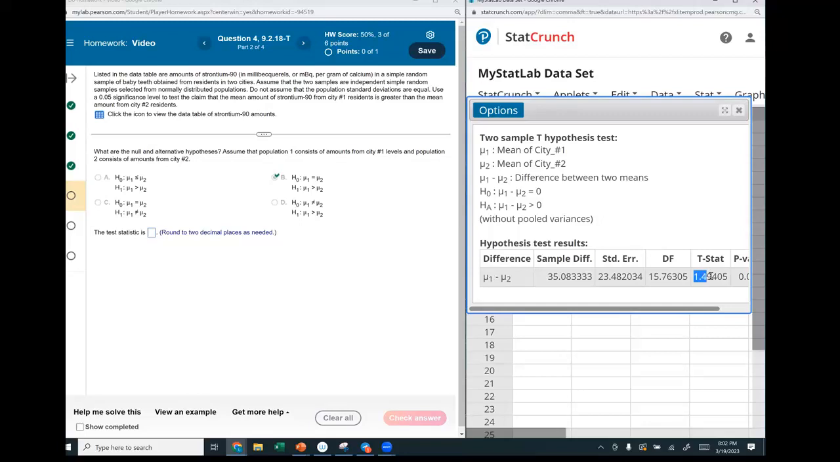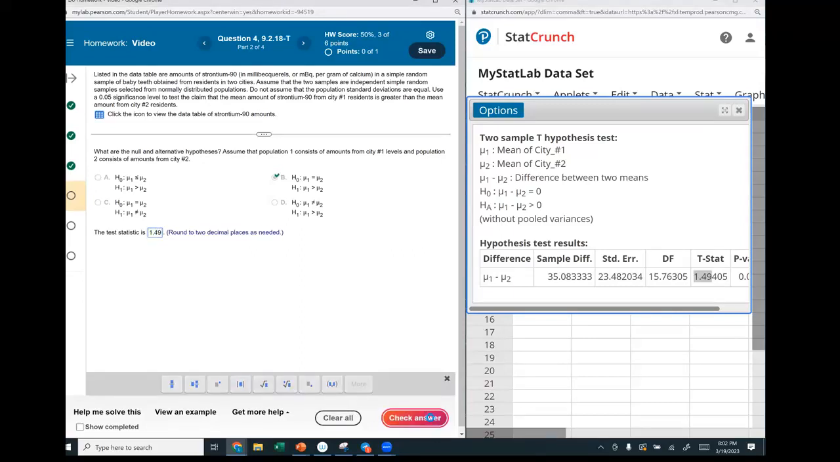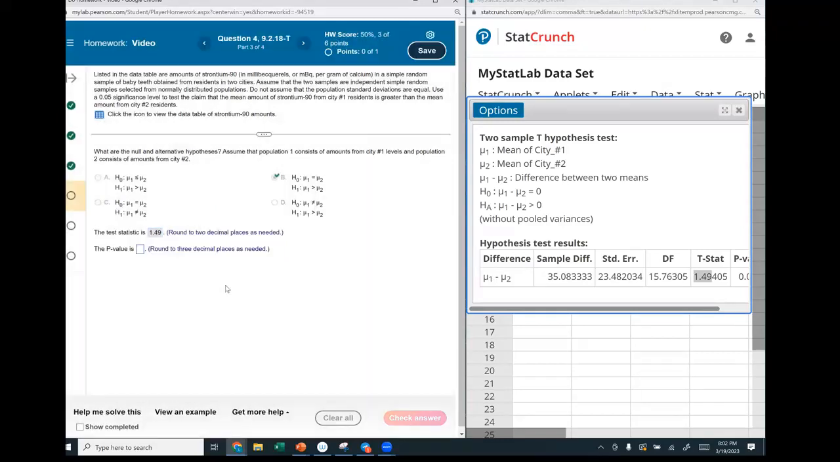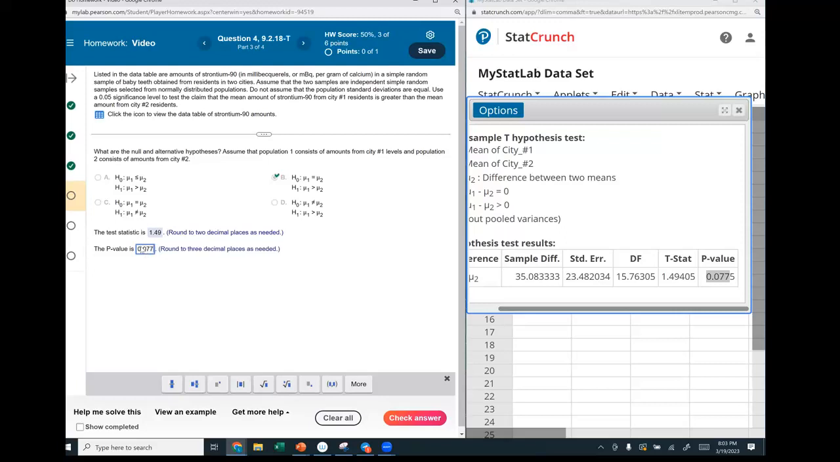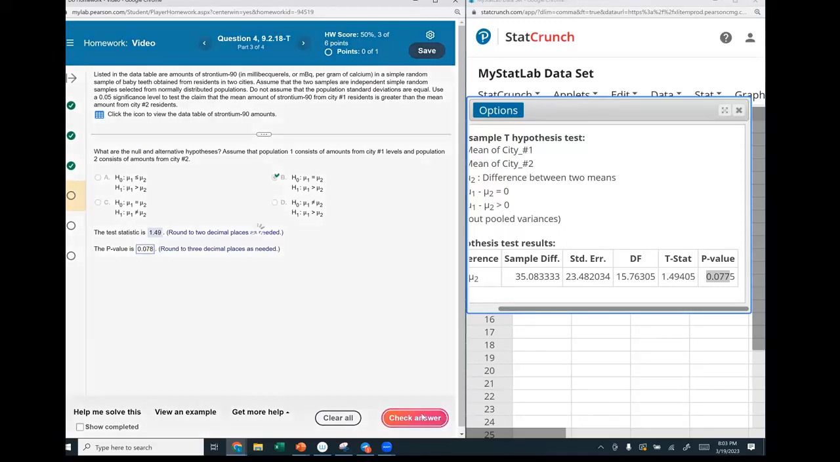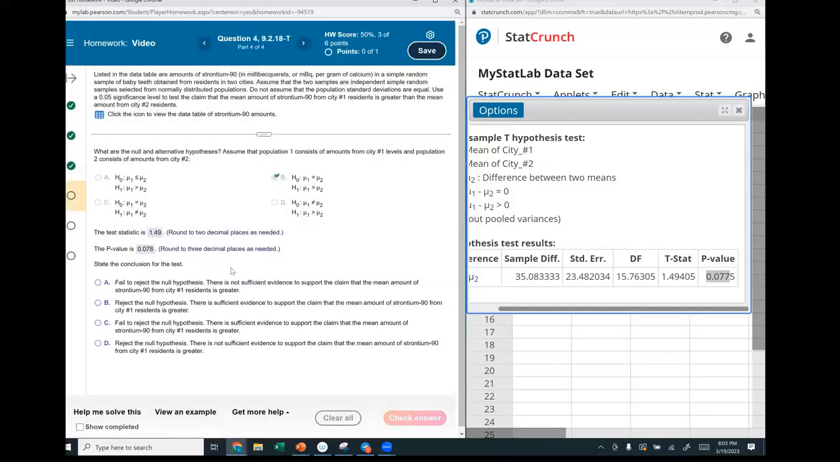Here's my t-stat. 2 decimals. And paste. There we go. My p-value is 3 decimals. 1, 2, 3. So that's going to end in an 8, isn't it? So I can't do that. Paste it. And I'm going to change this to an 8. Check answer. Perfect.